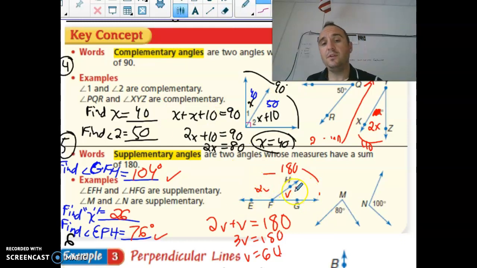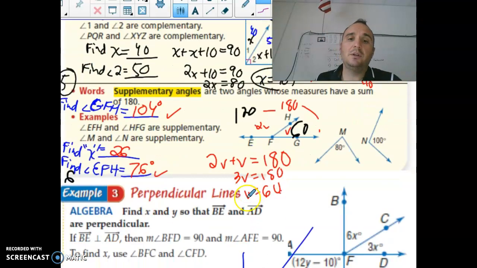So 2V plus V equals 180. You solve it, you end up getting 60 over here. And 2 times V, which is now 60, is 120. Does that equal 180? Yes.